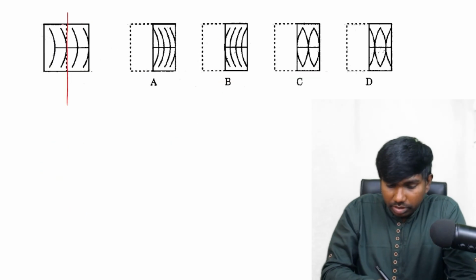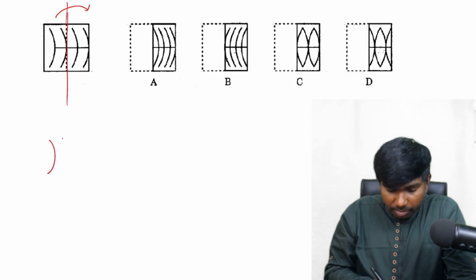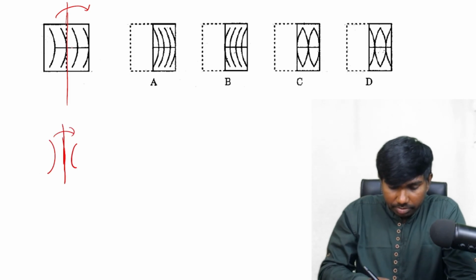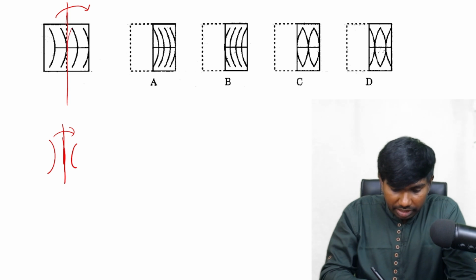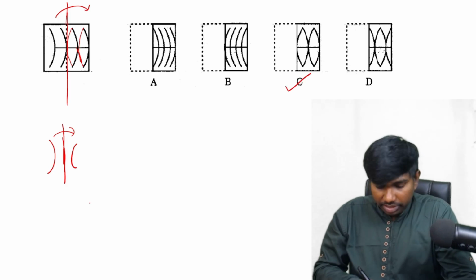Yes, the left side part is folded towards the right side. This curve will become this curve if you fold along this line, correct? And this will complete the elliptical shape, or leaf shape. So which one? Figure C is the answer.